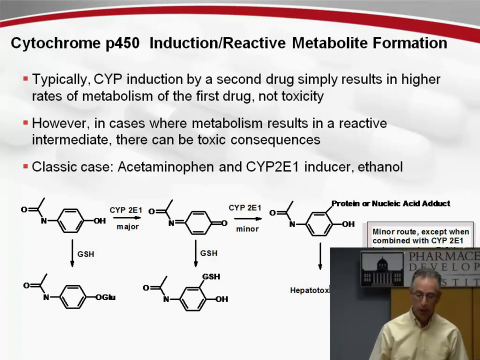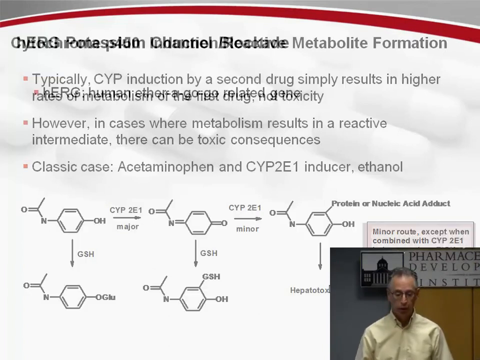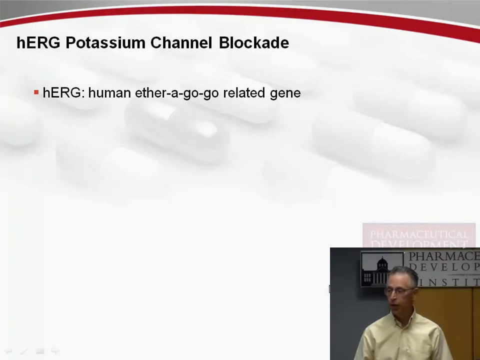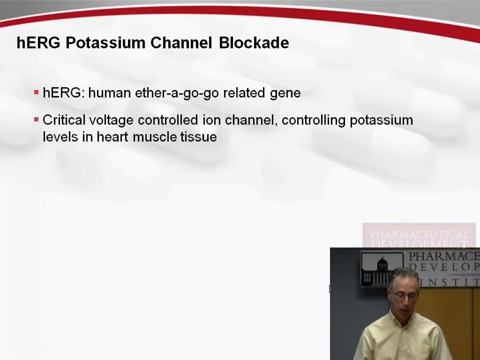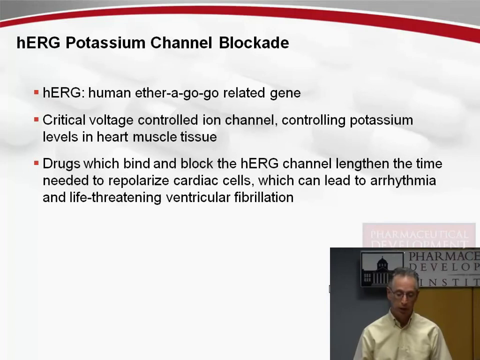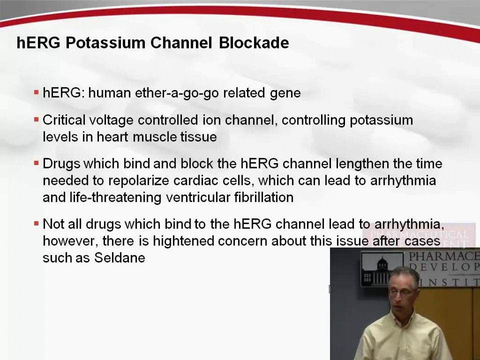We talked a little bit about the blockade of the hERG potassium channel. hERG is the human ether-a-go-go related gene. It's a critical voltage controlled ion channel controlling potassium levels in heart muscle tissue. Drugs which bind and block the hERG channel lengthen the time needed to repolarize cardiac cells, which can lead to arrhythmia and life-threatening ventricular fibrillation. Not all drugs which bind the hERG channel lead to arrhythmia. However, the Seldane case that we've mentioned several times has caused very focused attention by medicinal chemists on this issue.